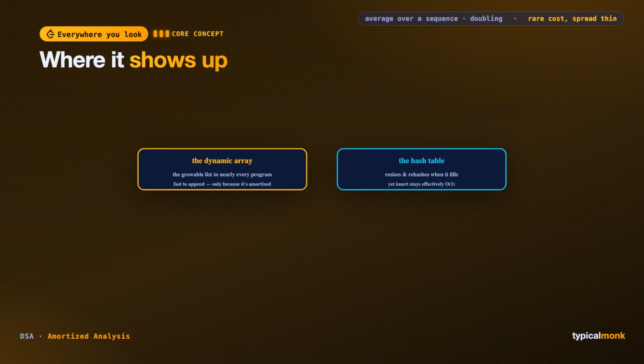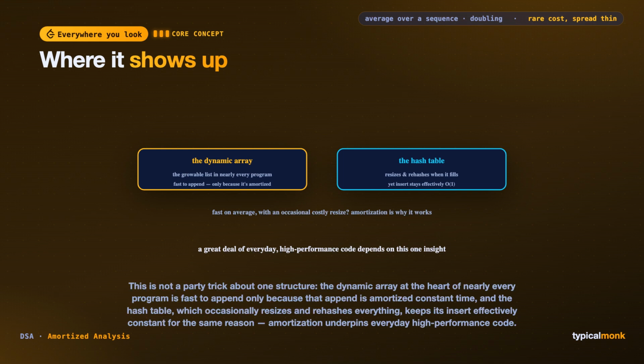The hash table is another. As it fills up, a hash table must occasionally resize and rehash all its contents, a rare, expensive step. Yet its insert stays effectively constant time, for exactly the same amortized reason. So a great deal of everyday, high-performance code depends on this single insight. Whenever you meet a structure that is fast on average but has an occasional costly resize, amortization is almost certainly what makes it work. So the takeaway: dynamic arrays and hash tables are fast precisely because their rare expensive resizing steps amortize away across all the cheap operations around them.